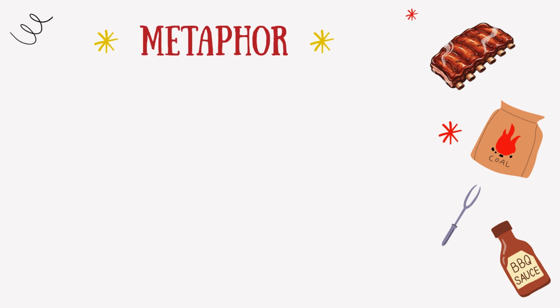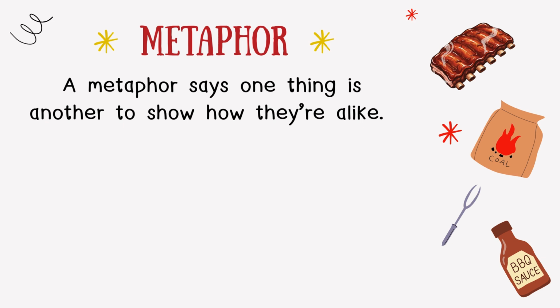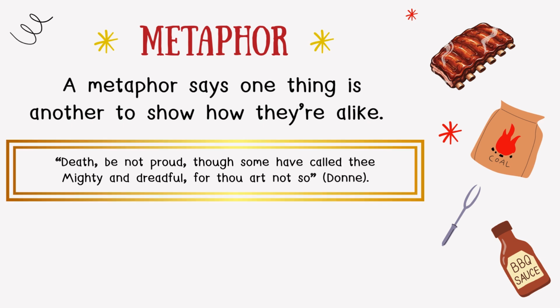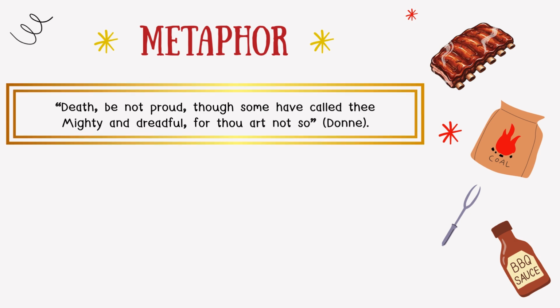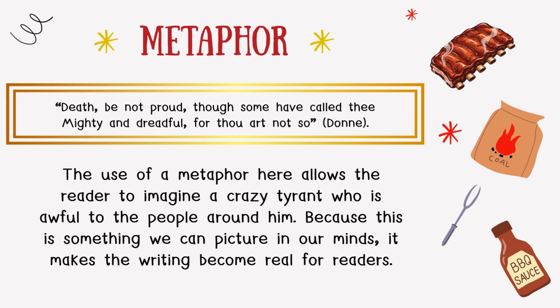Moving on to metaphors. A metaphor says one thing is another to show how they're alike. In this sonnet, the line reads, "Death, be not proud, though some have called thee mighty and dreadful, for thou art not so." In John Donne's Holy Sonnet 10, you can see that the speaker is using a metaphor to compare death to a dictator who brags about power it doesn't really have. The use of a metaphor here allows the reader to imagine a crazy tyrant who is awful to the people around him. Because this is something we can picture in our minds, it makes the writing become real for readers.